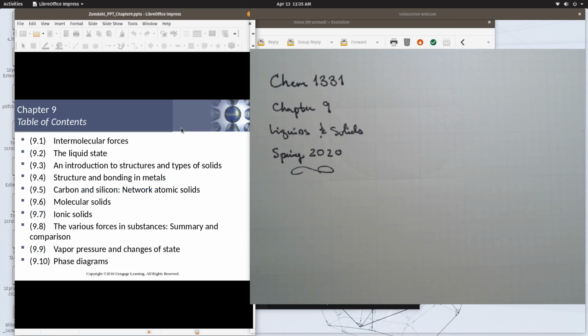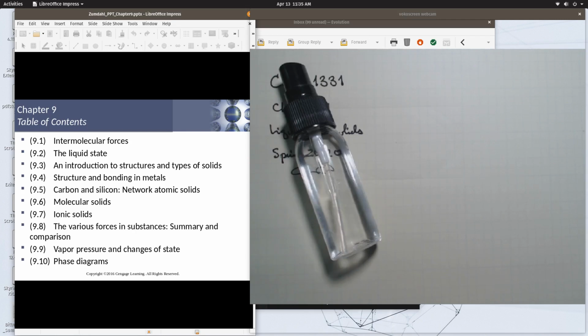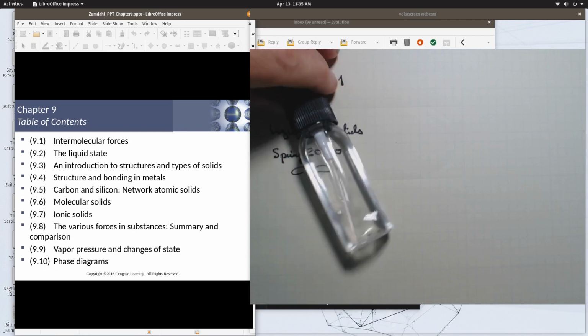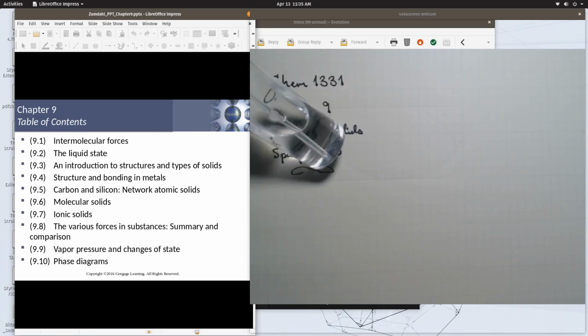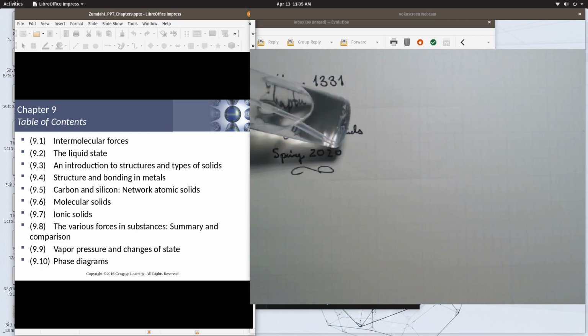Since this is a chemistry class, we need to talk about what causes a liquid to form a liquid. Here's my liquid, and what differentiates different kinds of liquids, and what causes liquids, for example, to phase segregate.